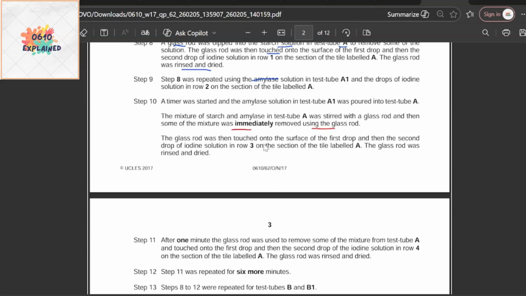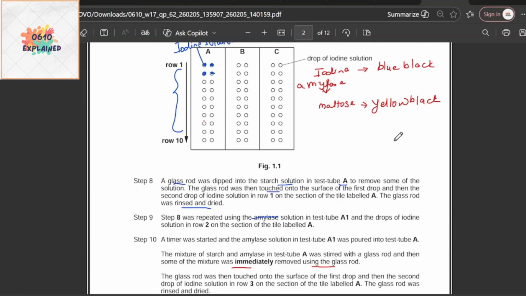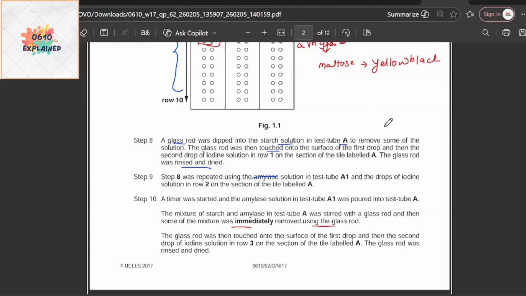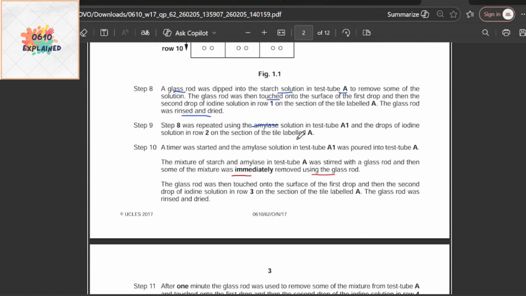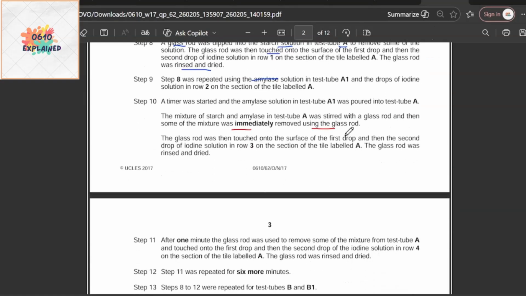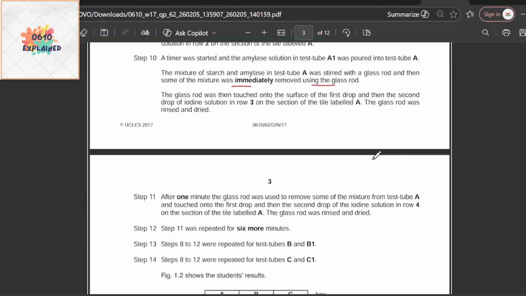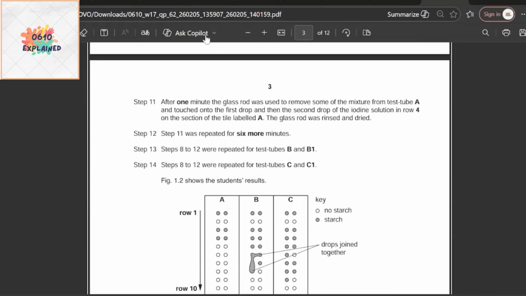The glass rod was then touched on the surface of the first drop, then the second drop in solution in row 3. So here in row 3 is where they had added the mixture of the amylase and the starch solution. The glass rod was then touched on the surface of the first drop, then the second drop of iodine, and in the third row of the section of the tile labeled A, the glass rod was rinsed and dried.